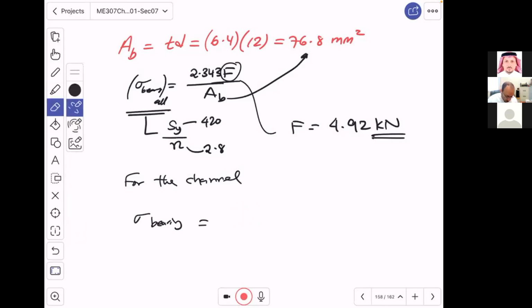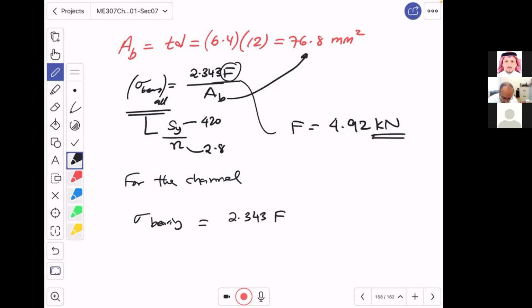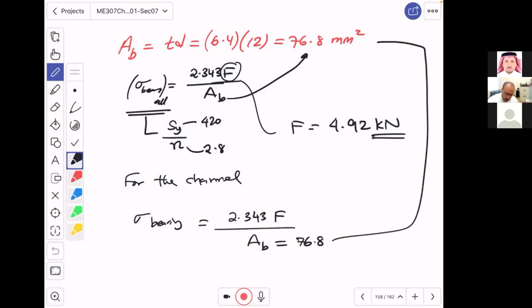3.2. Let me make sure you will never make a mistake here. 2.343F divided by the area of the bearing. It's the same area, which is equal to 76.8. This is exactly the same as this one. The force is still unknown. The only thing which we don't know is this. And this one is going to be 170 divided by 2.8.